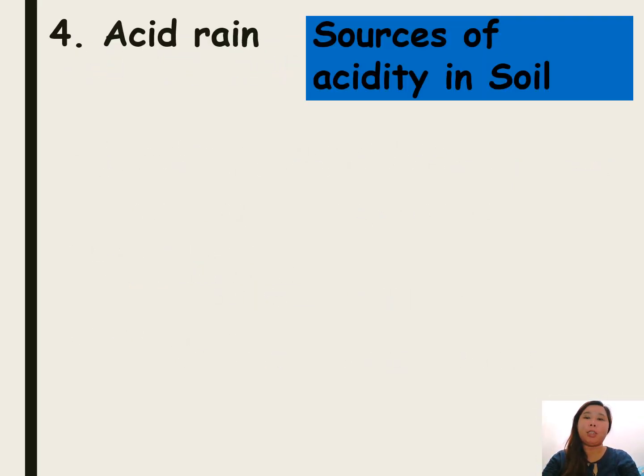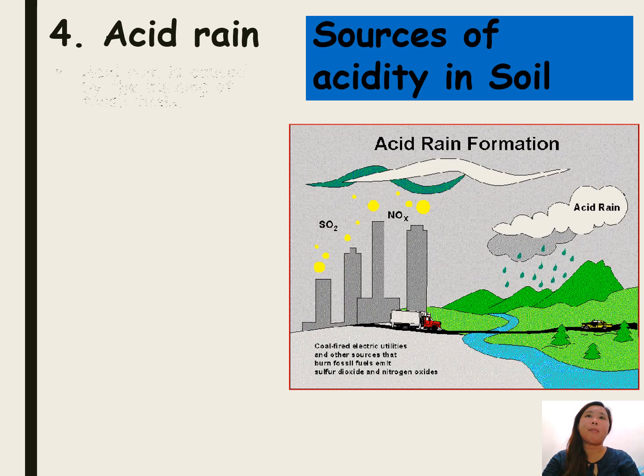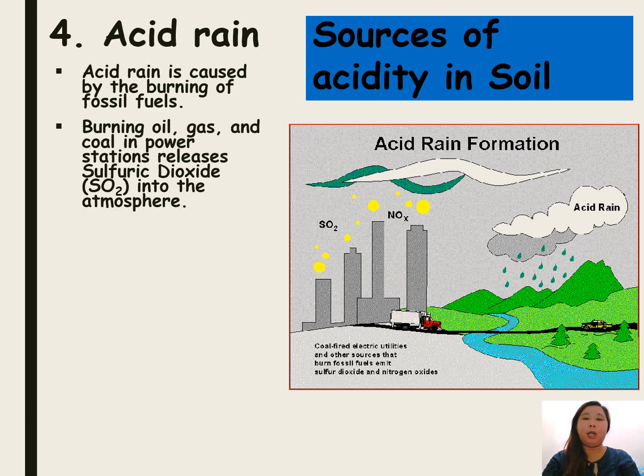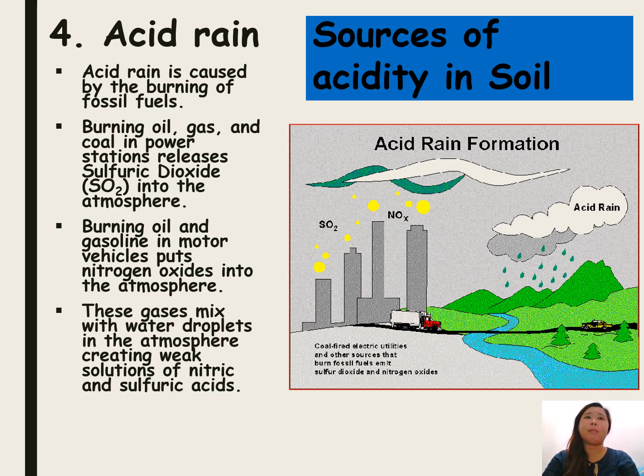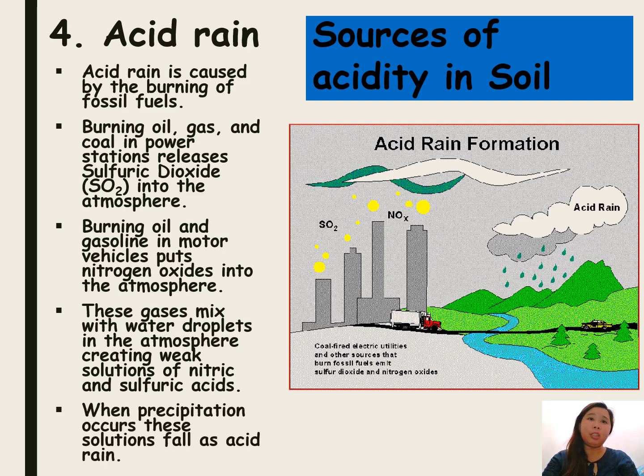Another source of acidity is acid rain. Acid rain is caused by the burning of fossil fuels. Burning oil, gas, and coal in power stations releases sulfur dioxide into the atmosphere. Burning oil and gasoline in motor vehicles puts nitrogen oxides also in the atmosphere. And these gases, when mixed with water droplets in the atmosphere, can create weak solutions of nitric and sulfuric acids. And when precipitation occurs, the solutions fall as acid rain.